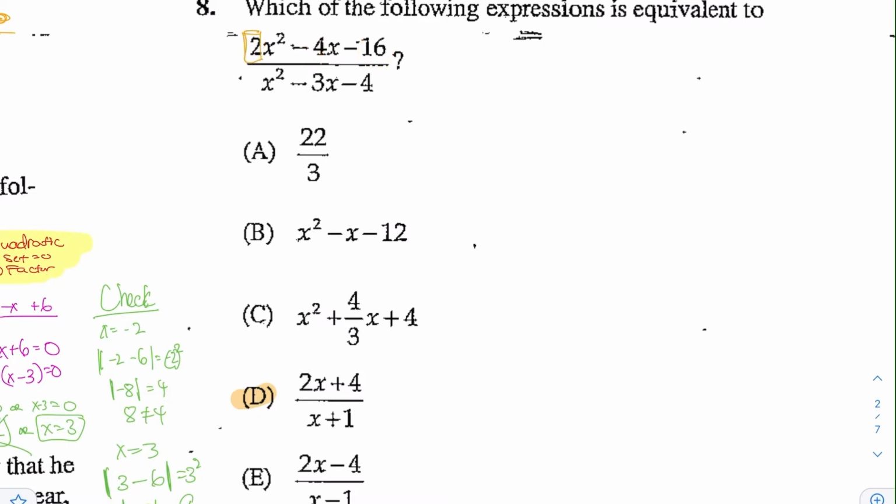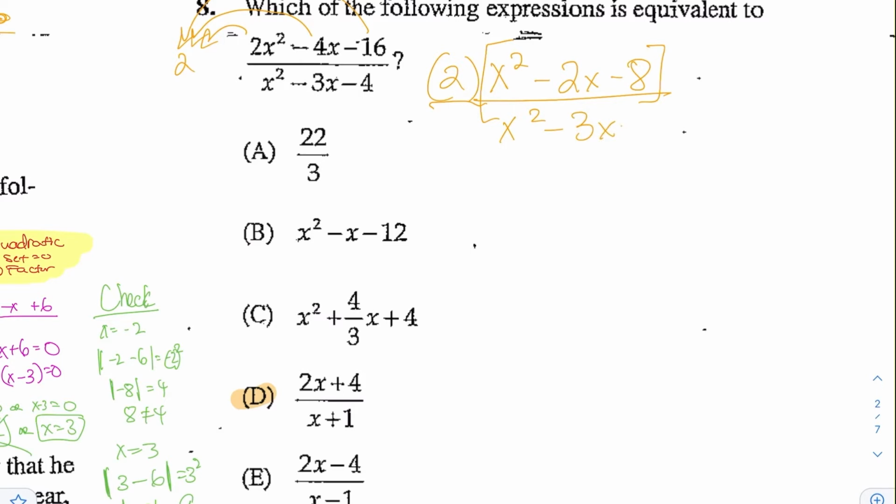Having this 2 in front of this x squared is actually really annoying. You have to factor by grouping, unless, like what you have here, you can factor out a 2. If you take a factor of 2 out, it makes it a lot easier because the numerator just becomes x squared minus 2x minus 8. And you're dividing by, you still have a 2 there, x squared minus 3x minus 4.